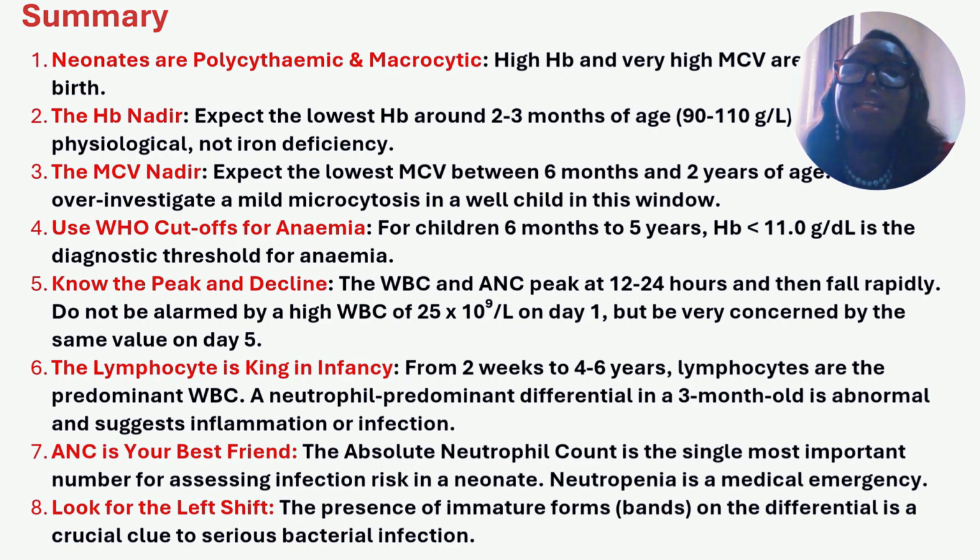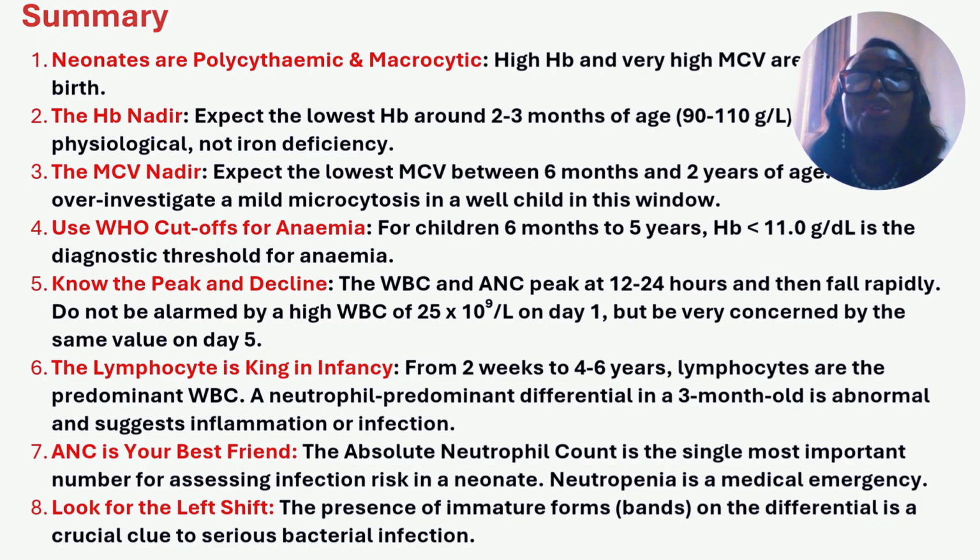Know the peak and the decline. WBC count and absolute neutrophil count peak at 12 to 24 hours after birth and then fall rapidly. Do not be alarmed by a high WBC count of 25 times 10 to the power 9 per liter on day 1, but be very concerned by the same value on day 5. The lymphocyte is the king in infancy.